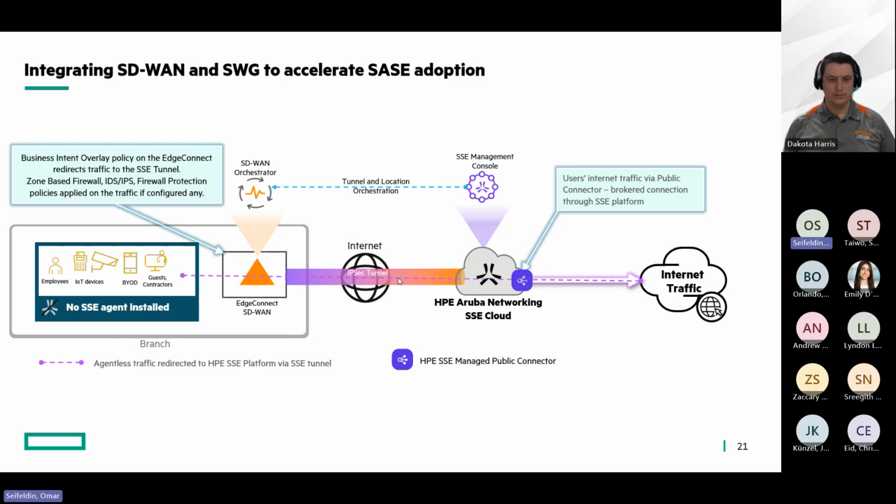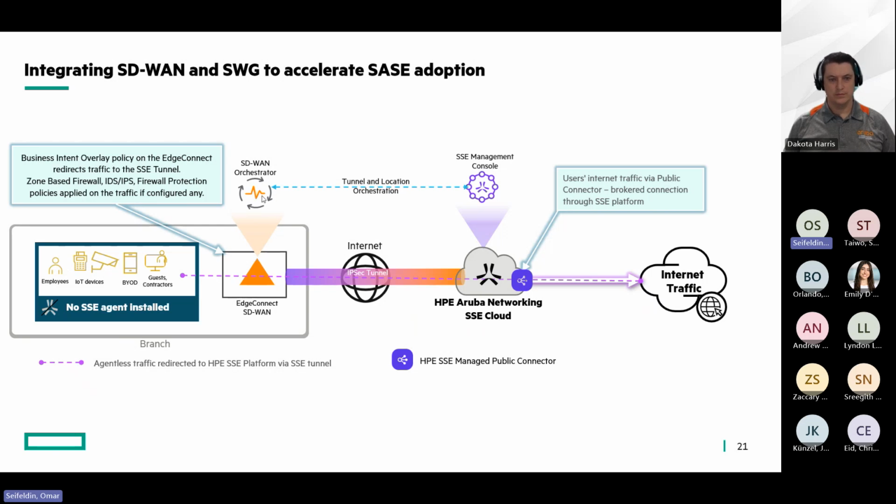And we configure this IPsec tunnel from the orchestrator. So you don't need to go to each and every branch to configure the IPsec tunnel phase 1 and 2. You don't need to go between 2 different management platforms to match the IPsec tunnel parameters at both ends. Everything is done from the orchestrator, and then the orchestrator will push all this configuration to all your branches.